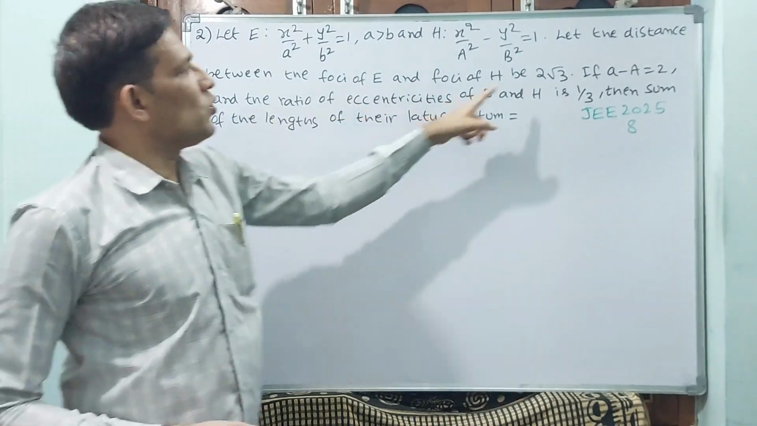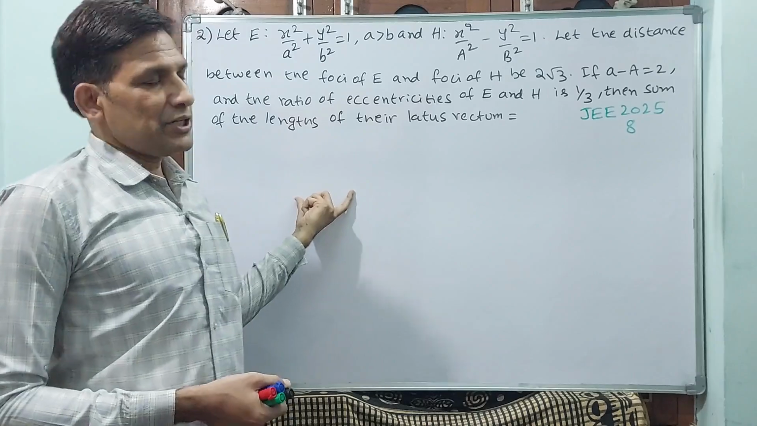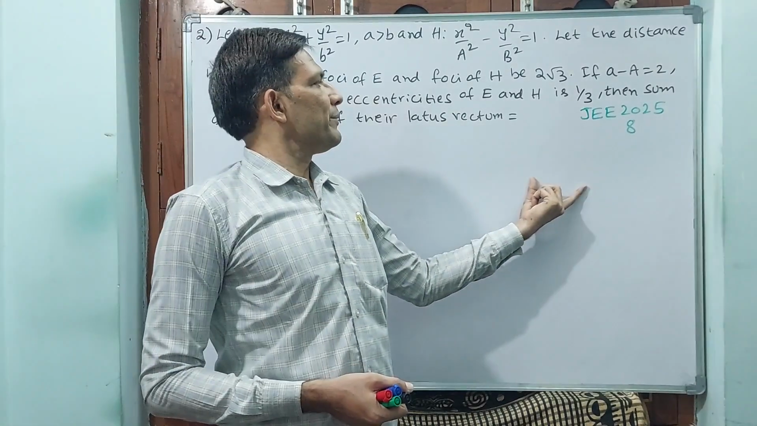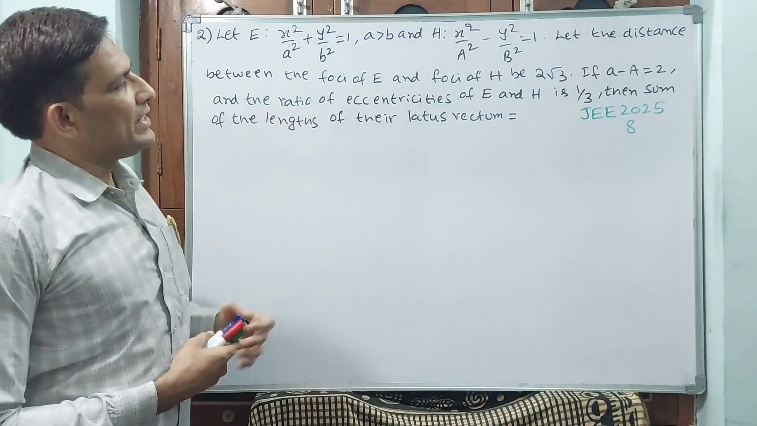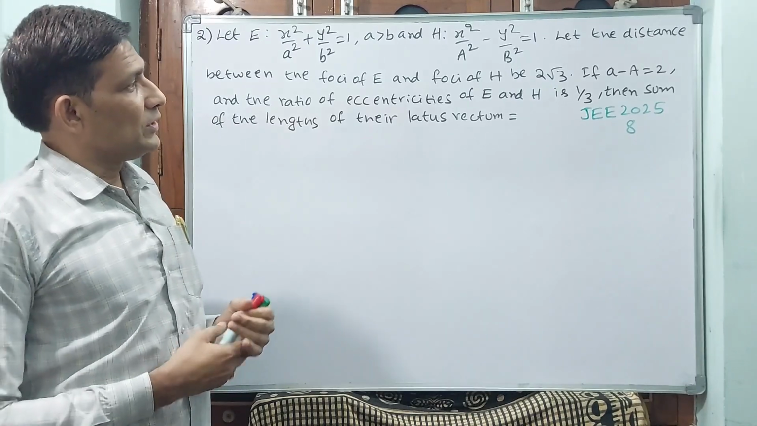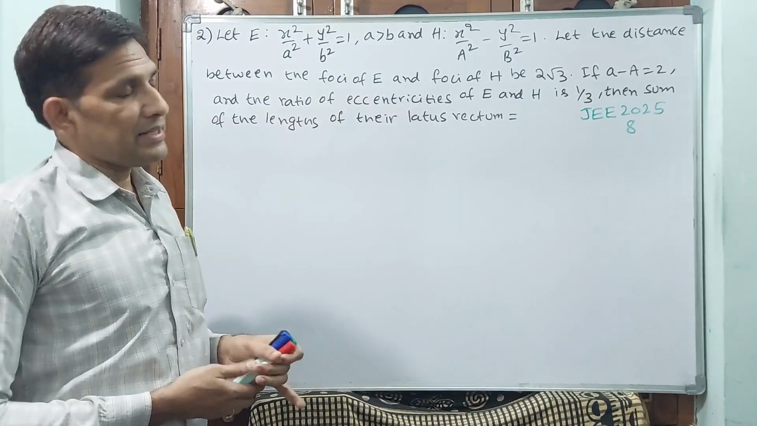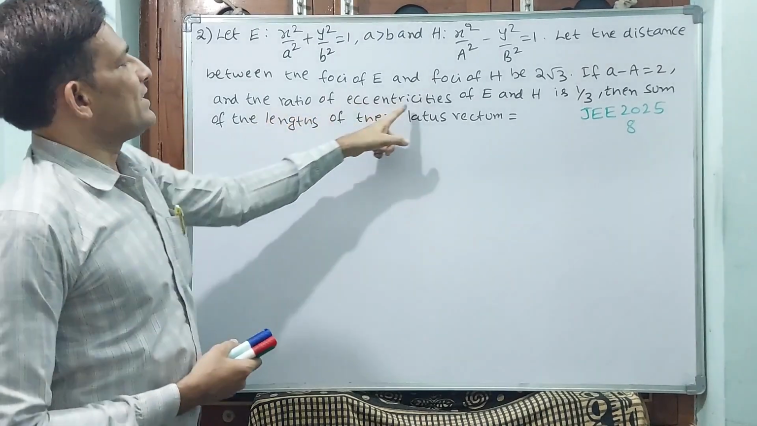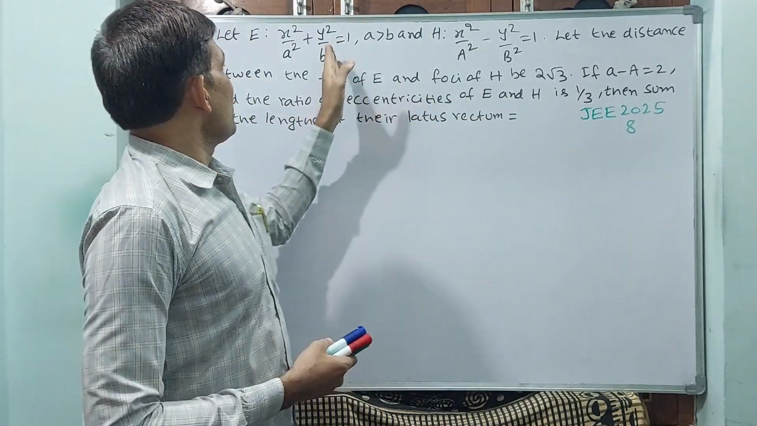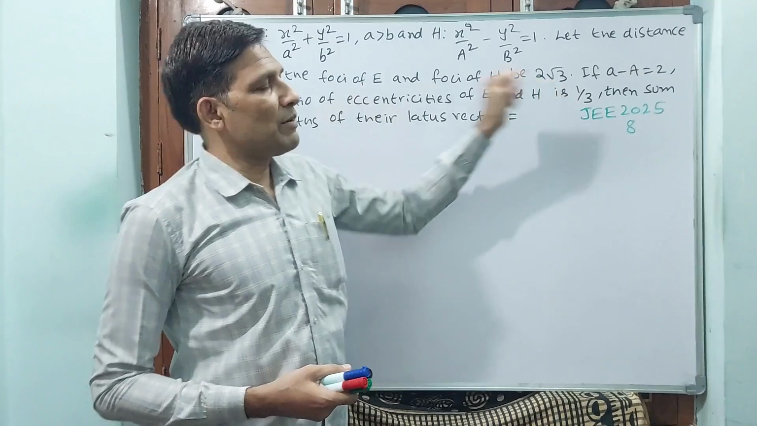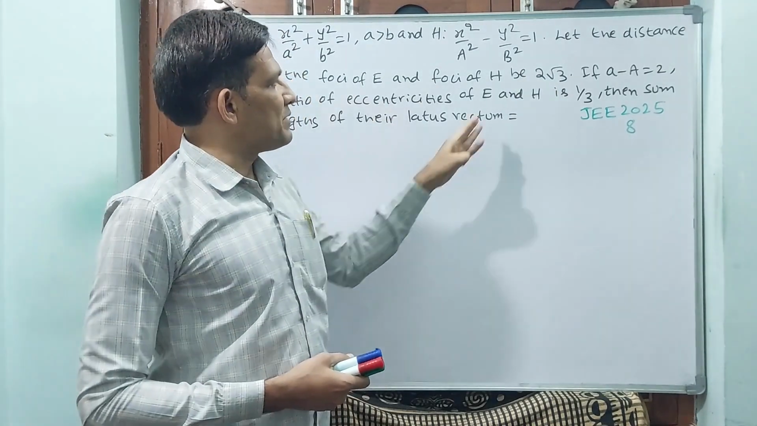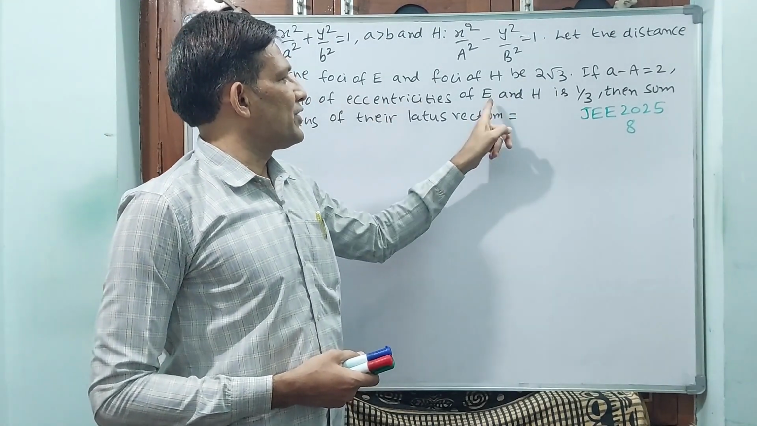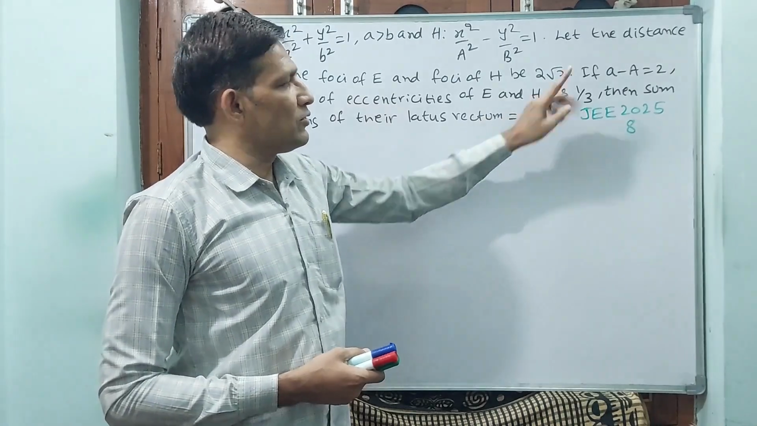That means this 2 root 3 we have to take for both, the distance between foci. If small a minus capital A is equal to 2, that means small a is bigger than capital A. And the ratio of eccentricities of E and H, E divided by H, is equal to 1 by 3. Actually they have to write respectively, but they have not written. E and H means E by H is equal to 1 by 3.